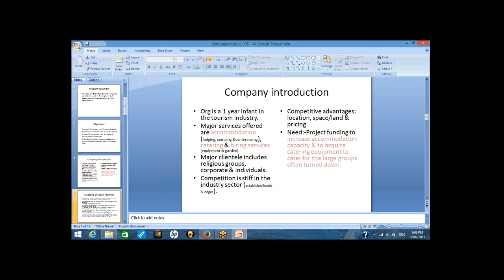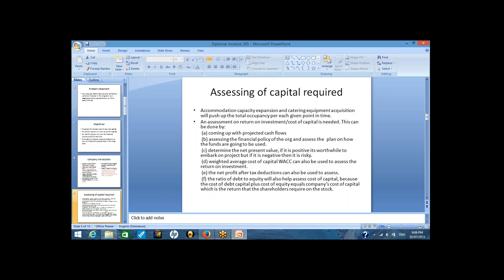Assessing the capital required, I think this is basically what I've been explaining, that the expansion of the accommodation capacity of the camping facility and the catering equipment will push up the total occupants per month of the people that we are going to accommodate, and this will also give us more revenue.